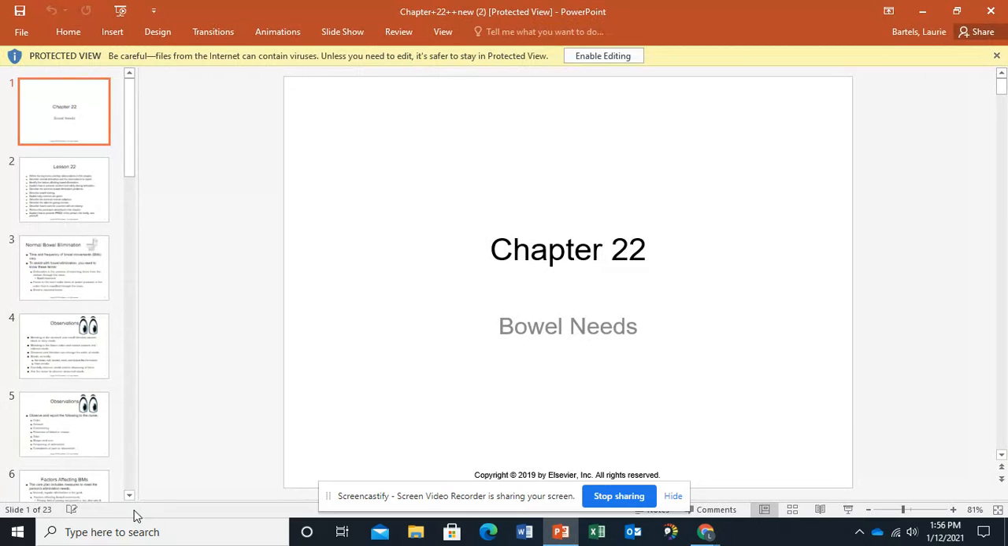And chapter 22 starts on page 320. We're going pages 320 to 324, slides 1 through 14. And this is a chapter about bowel movements, okay? And bowel elimination, or your person passing a bowel movement or having gas, okay? So that's what this chapter is about. Or not being able to pass bowel movements and being constipated or having diarrhea.